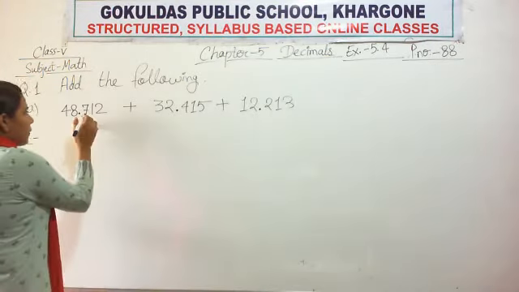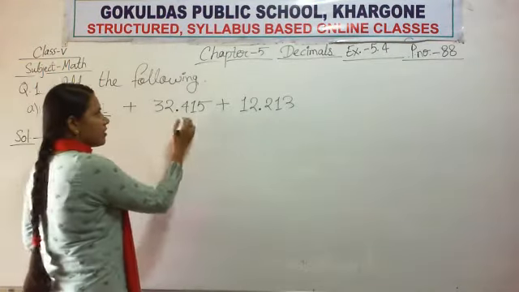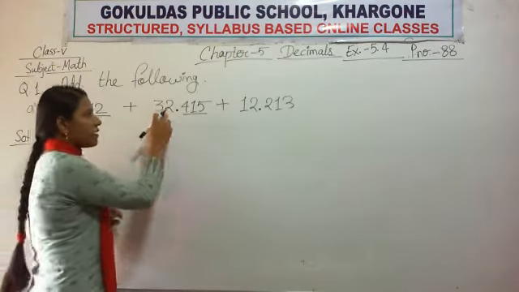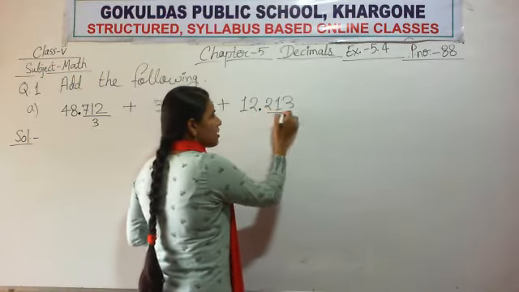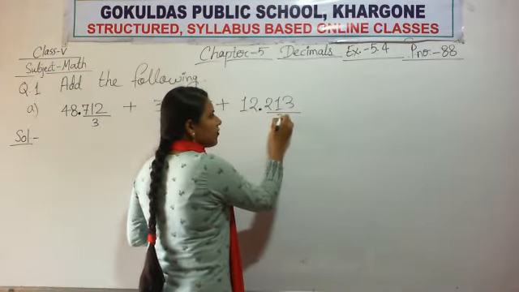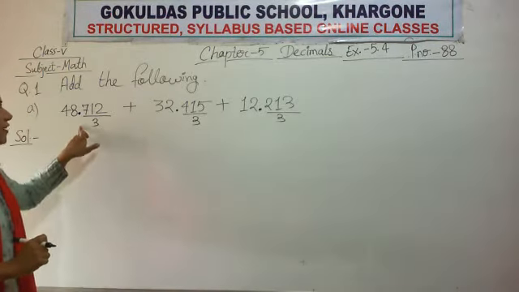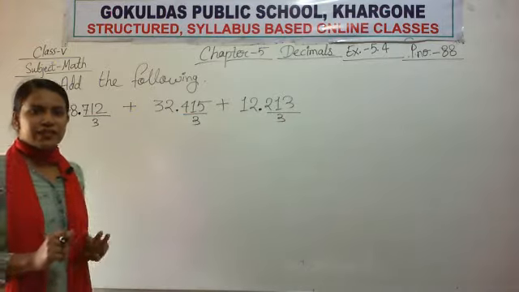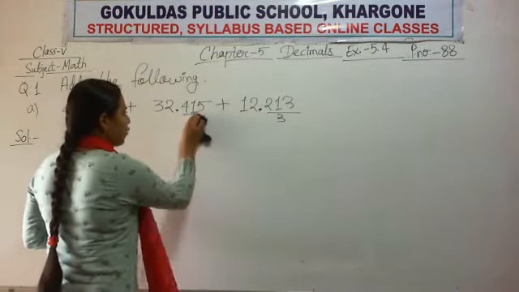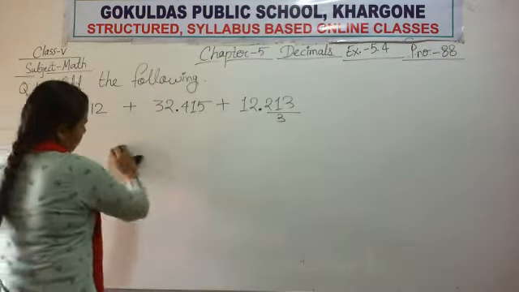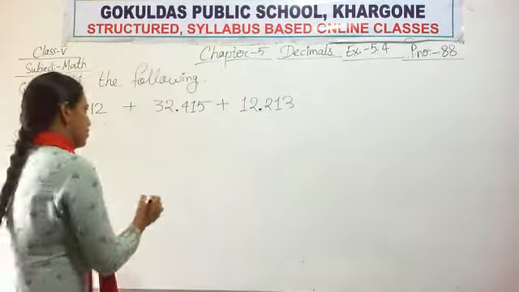Okay, so here after the decimal point, 3 digits are there. In the second number after the decimal, 3 digits are there, and in the last given number, after the decimal 3 digits are there. It means after the decimal all the given numbers have 3 digits. It means they are already like decimals, so no need to make them like. Now step 2 is arrange all the given numbers in columns.